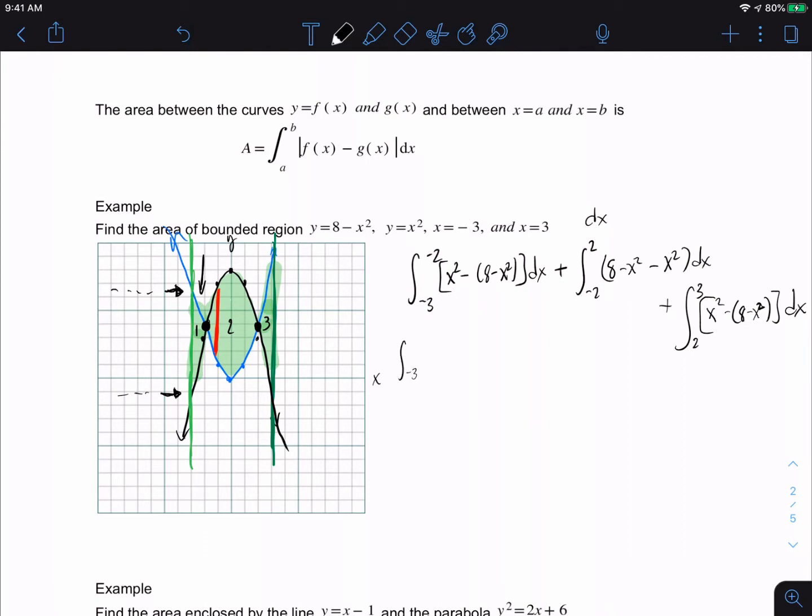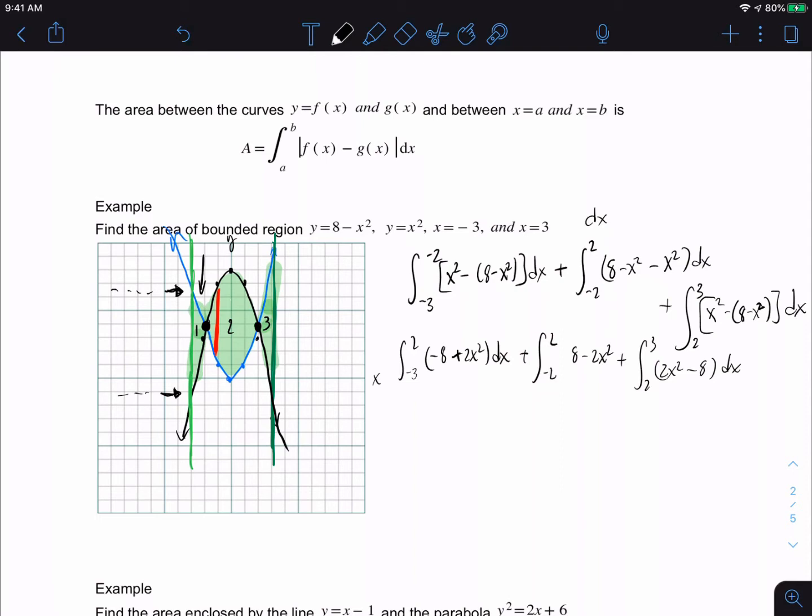So from negative 3 to negative 2 of negative 8 plus 2x squared dx, plus the integral from negative 2 to 2 of 8 minus 2x squared, plus from 2 to 3 of 2x squared minus 8 dx. On your first factor, is it plus 2x squared? That's right, you're right. It's plus 2x squared.